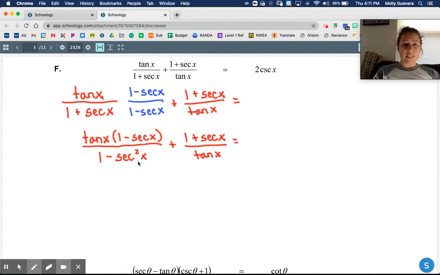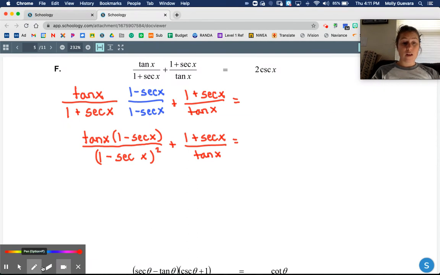Okay, 1 minus secant squared. First of all, you cannot cancel it with this. I know it's very, very tempting. You can't do it because this is secant squared and this is not. If it was, then you could cancel one of them, but it's not the whole term being squared. It's just the secant. And so it cannot cancel.